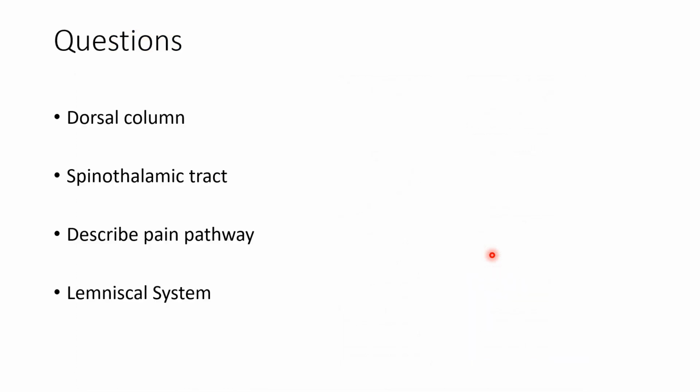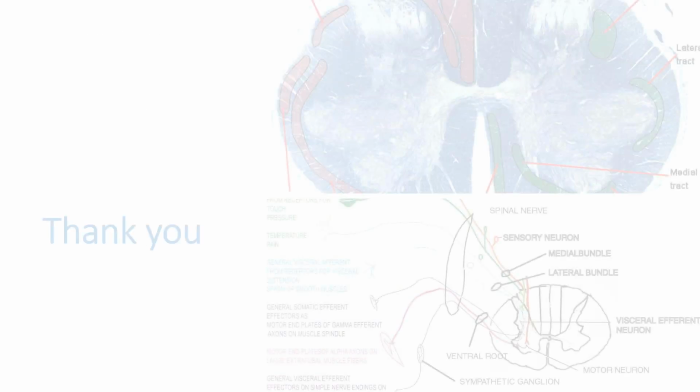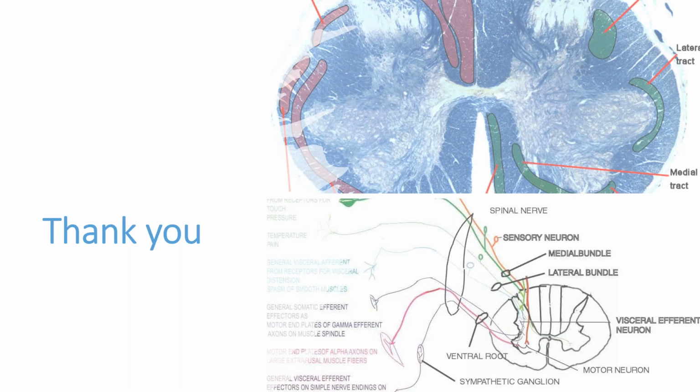So now we are done with all the tracts. I have tried to summarize the main important tracts, the three main important ones: the dorsal column, spinocerebellar (anterior and posterior), and spinothalamic, that you should be well versed with. These are the questions that you can be asked: the lemniscal system, where we will talk about both the medial and spinal lemniscus, and describe the pain pathway.